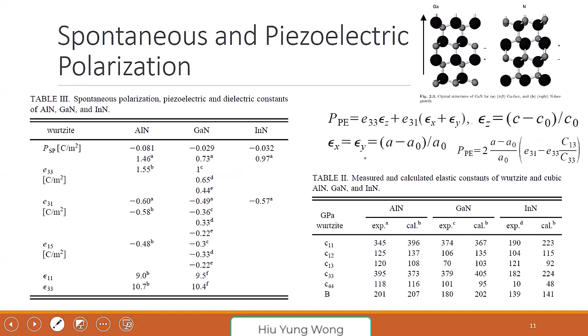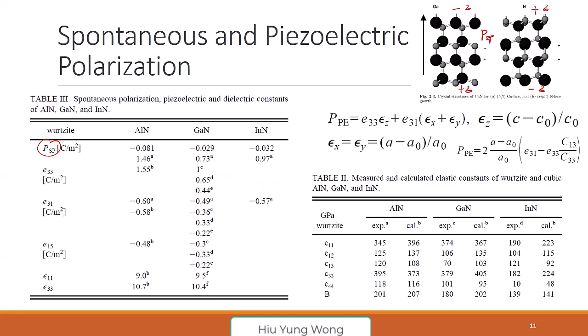So now I want to, hold on. Okay, sorry. Now I just want to explain something regarding the spontaneous and piezo polarization. I already told you, right? By just having the lattice itself, we already have polarization charge. And this is called spontaneous polarization.